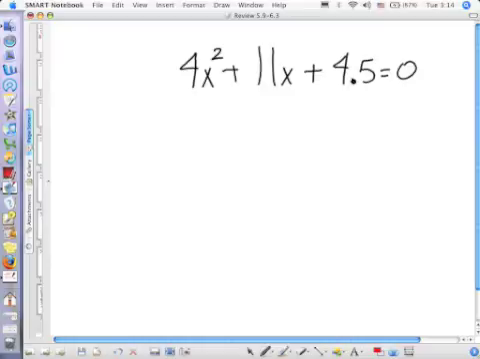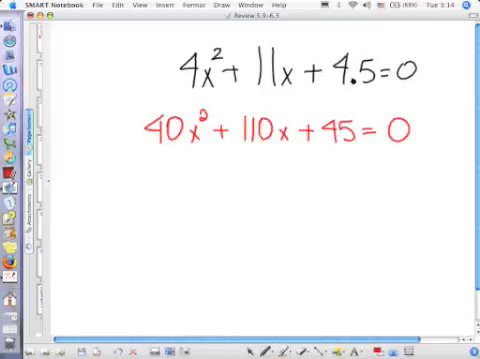If we don't want decimals, we can figure out how many places we need to move that decimal point and then multiply all terms by the appropriate multiple of 10. In this case, if you multiply 4.5 times 10, it gets rid of the decimal. So we will multiply all terms by 10, which will give us 40x squared plus 110x plus 45, and 0 times 10 is still 0.